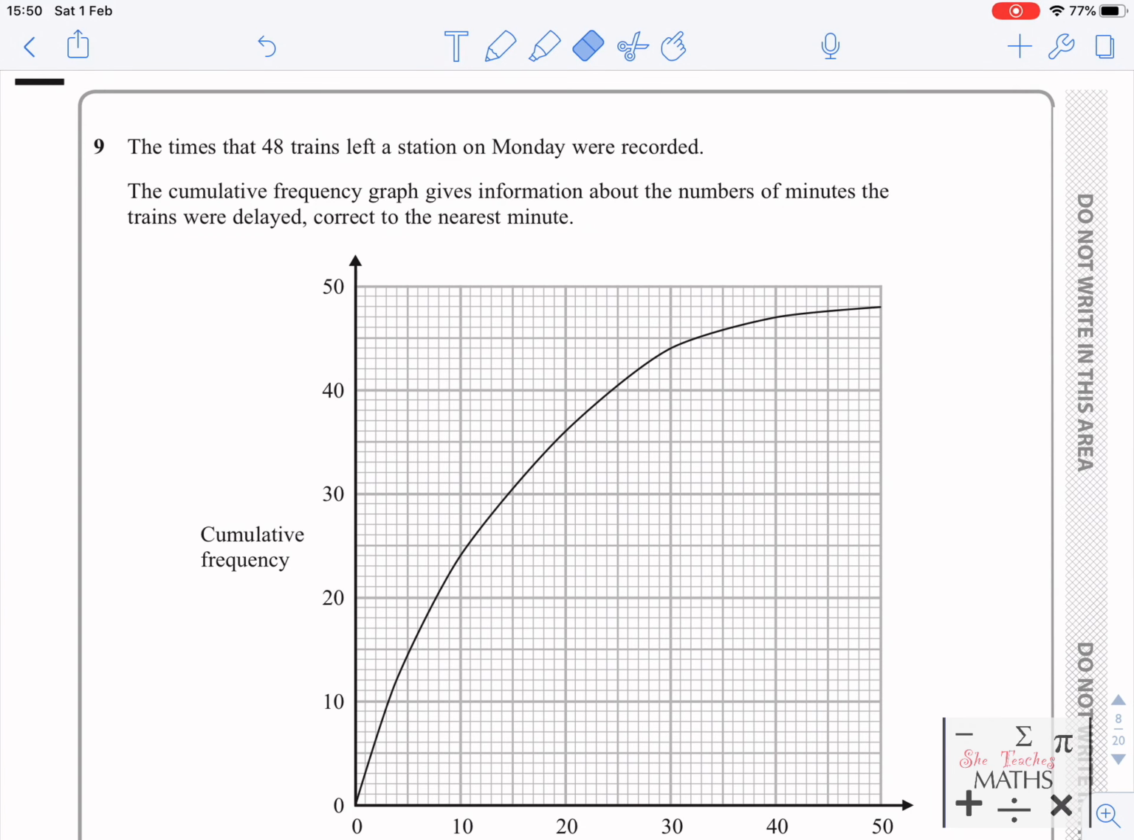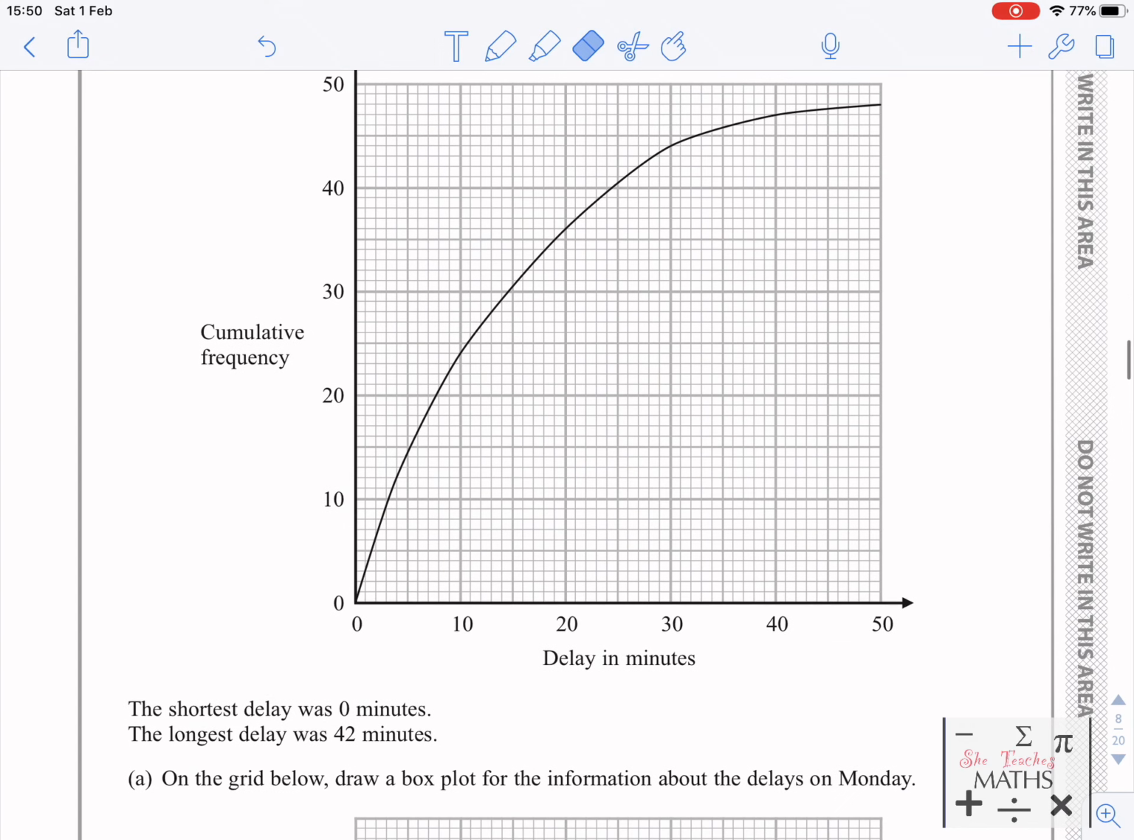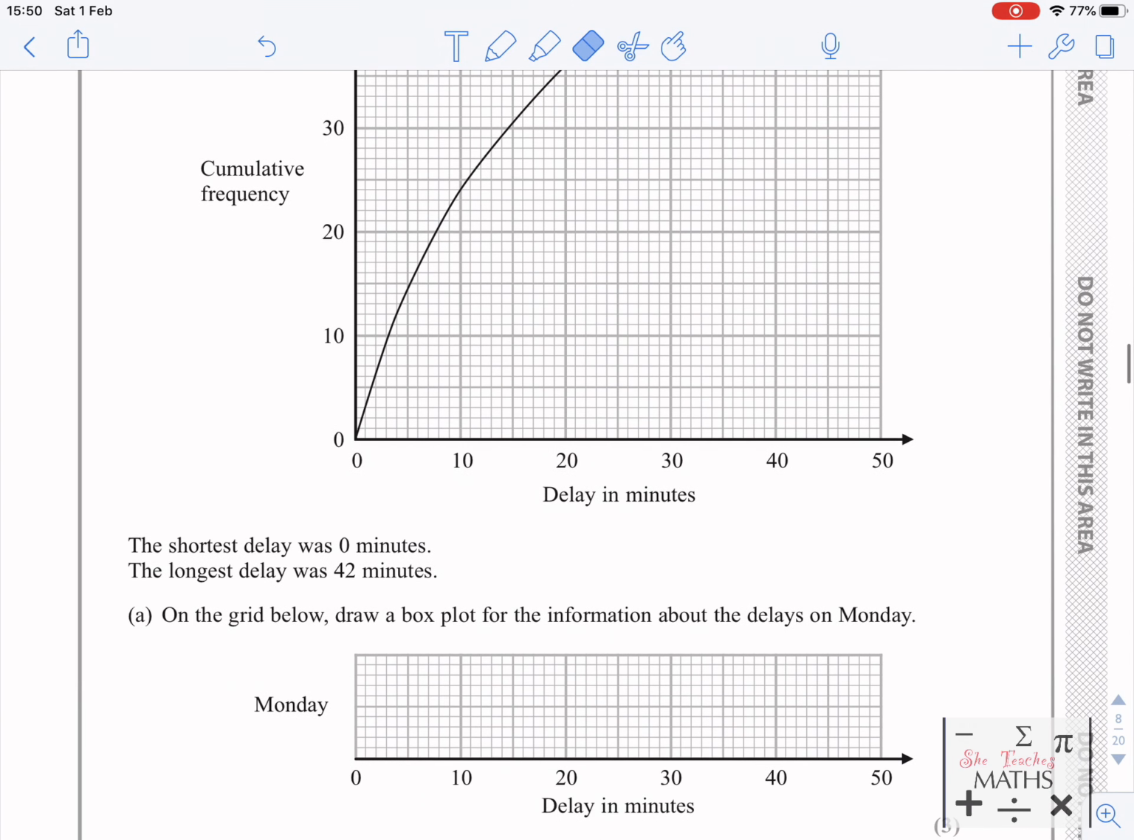Okay, so for the next question, we're told that the times that 48 trains left a station on Monday were recorded. The cumulative frequency graph gives information about the numbers of minutes the trains were delayed correct to the nearest minute. Now, it says here that the shortest delay was 0 minutes and the longest delay was 42 minutes. On the grid below, draw a box plot for the information about the delays on Monday.